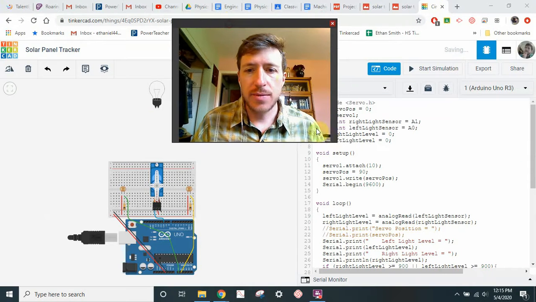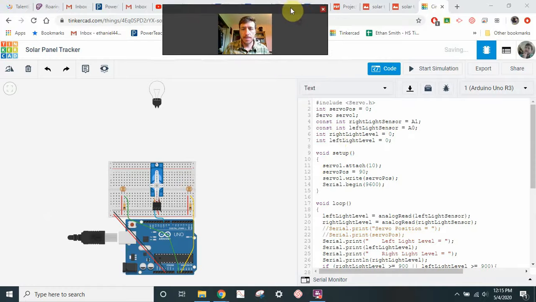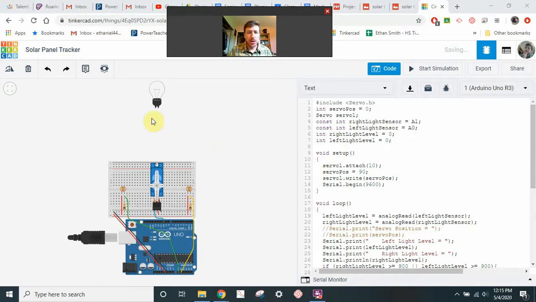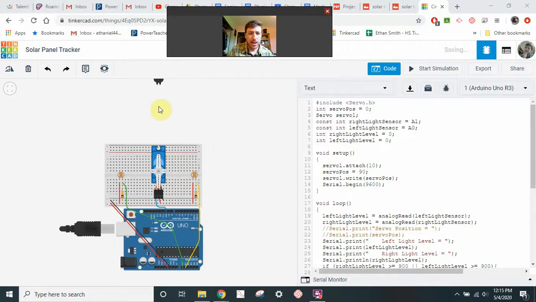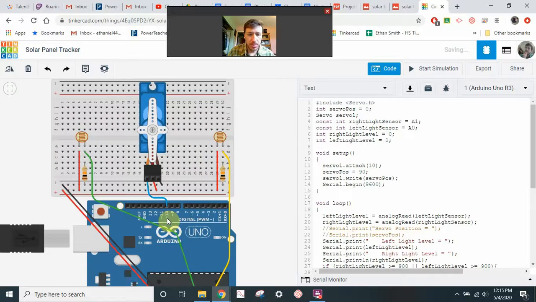So this is the final design solution that I came up with. Tuck that away for now. So this is what it looks like. I've got a light bulb here to represent my sunshine, just so you guys can see the general position. Here's my servo motor. There's the left sensor and the right sensor. They're hooked up to A0 and A1. Servo is here on pin 10.